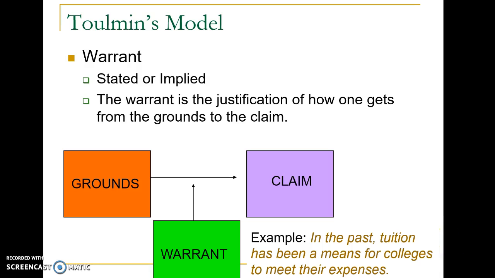Looking at the triad, we have to include the warrant. The warrant can be stated or it can be implied. Sometimes people just get the connection, other times you have to point it out. But the warrant is the justification of how somebody gets from the grounds to the claim. So again, it's the justification of moving from this information, this data, to this particular goal.